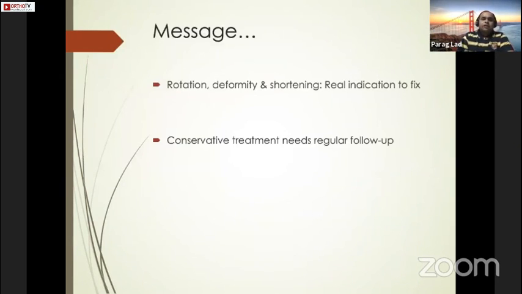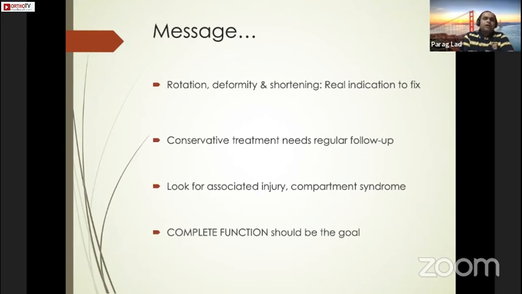The message here is, there are three problems in the metacarpal fractures, and they are real indications for surgery. One is rotational malalignment, second is deformity, and third is shortening. Otherwise, conservative treatment is the way to treat these fractures, but that needs very regular follow-up. Always look for associated injuries, like if you are treating a third and fourth metacarpal base, always look for the thumb metacarpal as well. Always look for soft tissue injuries and compartment syndrome. And complete function should be the goal, whether you choose to treat them conservatively or surgically.